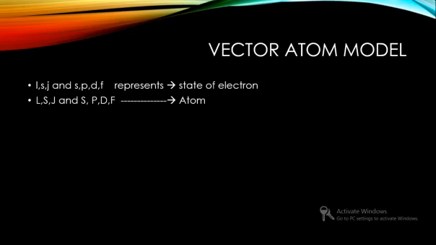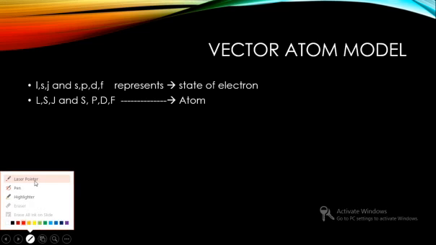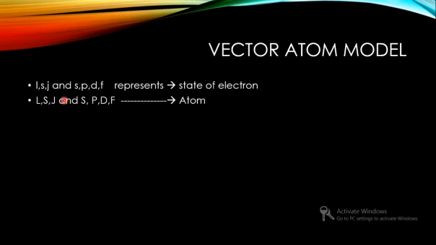Hello students, we have discussed the vector atom model, and in that we have seen that the atom model is described in terms of some vectors like the orbital angular momentum, spin angular momentum vector, and then total angular momentum vectors, all of which were quantized, and some quantum numbers were involved with those vectors, which are given by L, S, J. S, P, D, F represent the different values of L. The small letters are used to represent the state of an electron, while the capital letters are used to represent the state of an atom.